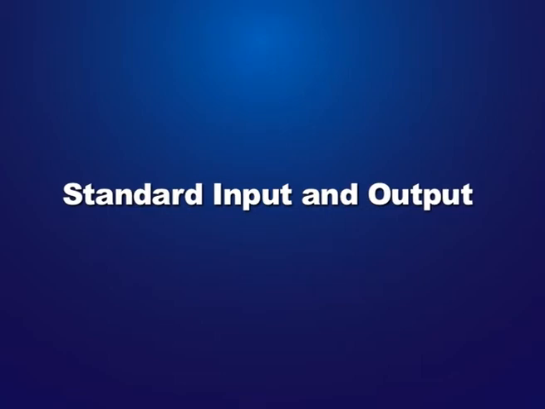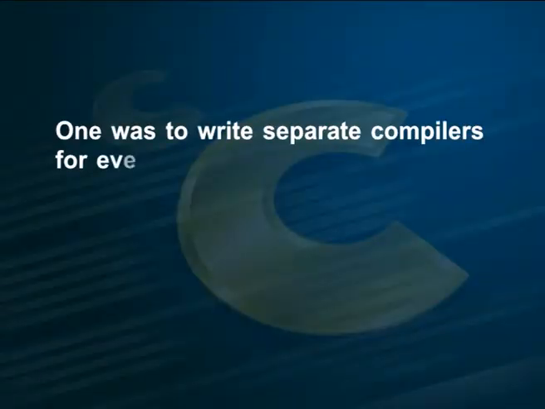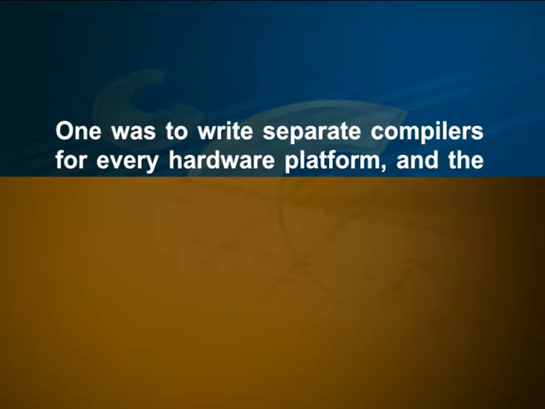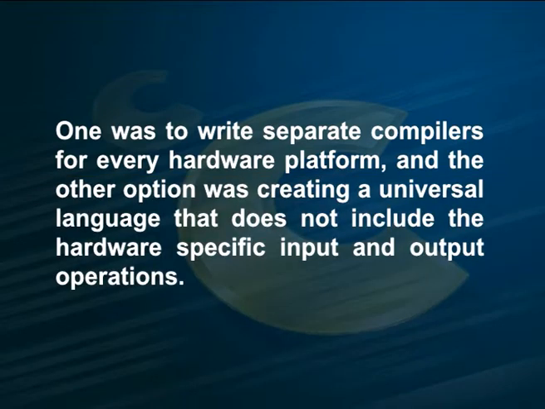Standard input and output. Each hardware platform has its own way of interacting with its environment. Different peripheral devices like the keyboard, the mouse and the monitor communicate with the computer in different ways. The designers of C had two options while designing the input and output functions for C. One was to write separate compilers for every hardware platform, and the other option was creating a universal language that does not include the hardware specific input and output operations.